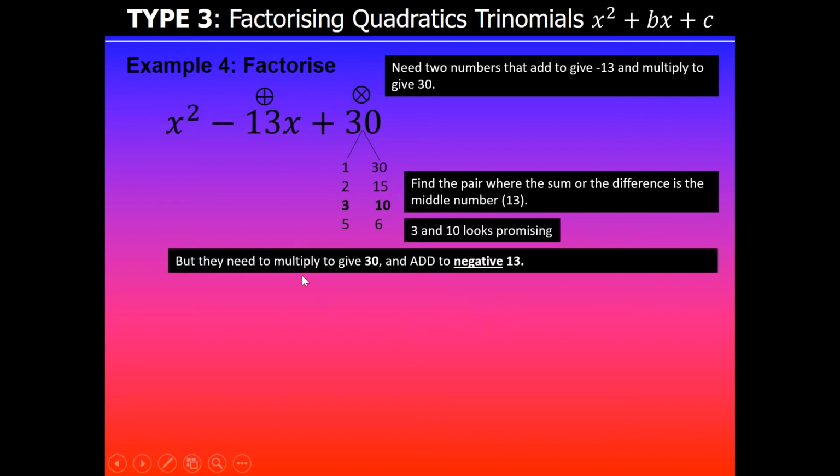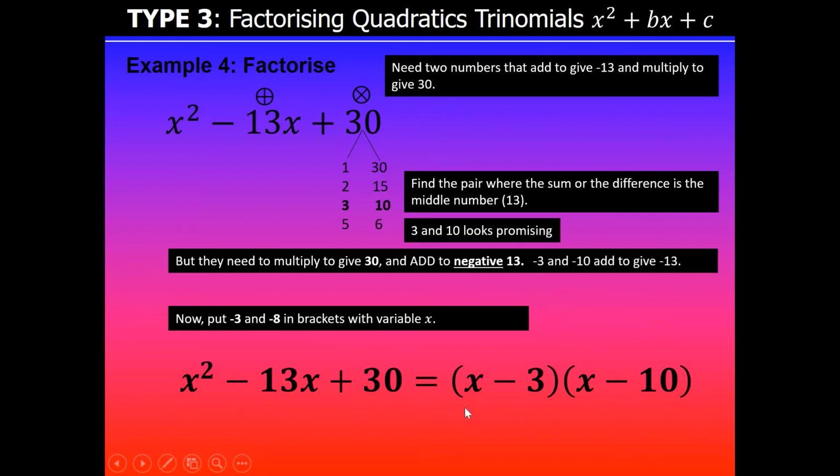And then if I multiply 3 and 10, I will get positive 30. And I need to add to the middle term of negative 13. So in this case, negative 3 and negative 10 will meet these two criteria. So this factorizes into x minus 3 into x minus 10. So quickly check this always. Minus 3 times minus 10 is positive 30, and negative 3 plus negative 10 is negative 13. And recalling the fact that negative times negative is positive.